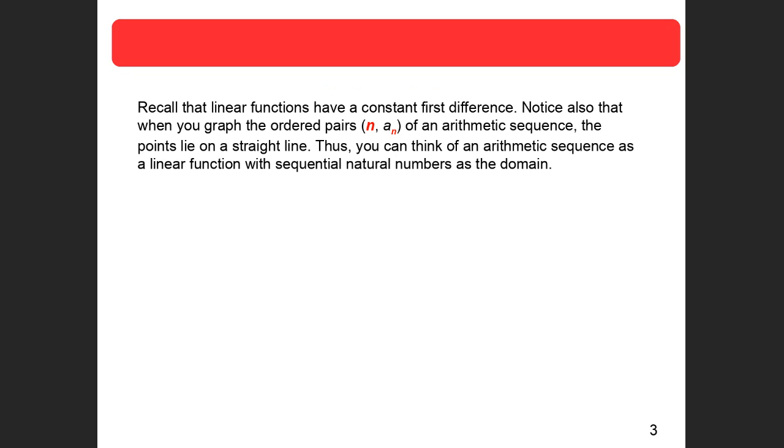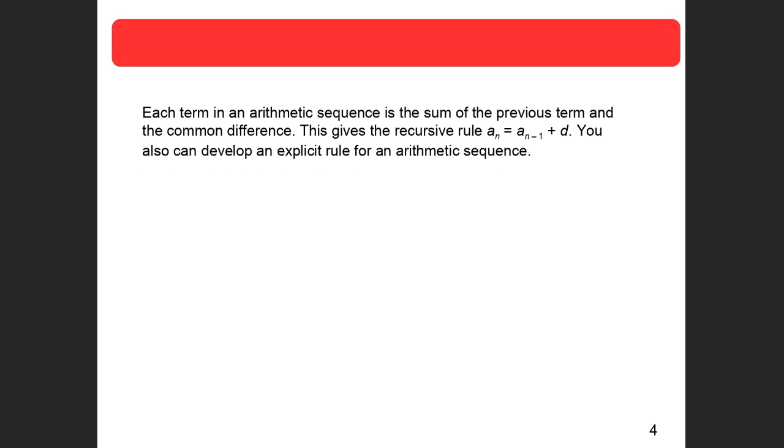Recall that linear functions have a constant first difference. Notice also that when you graph the ordered pairs (n, a sub n) of an arithmetic sequence, the points lie in a straight line. Thus, you can think of an arithmetic sequence as a linear function with sequential natural numbers as the domain. Each term in an arithmetic sequence is the sum of the previous term and the common difference. This gives us the recursive rule a sub n is equal to a sub n minus 1 plus d. You also can develop an explicit rule for an arithmetic sequence, and tonight you're going to have to be able to do that.